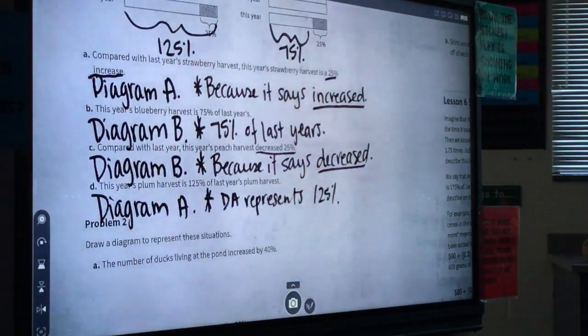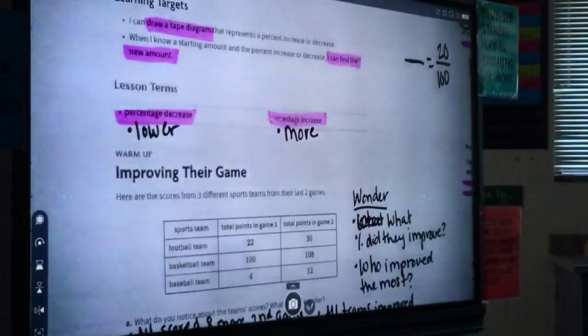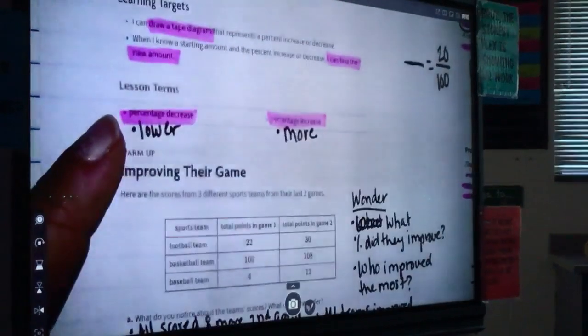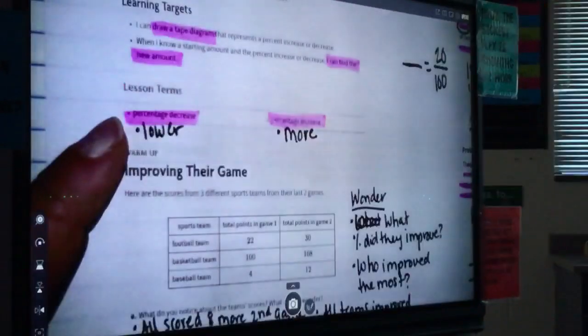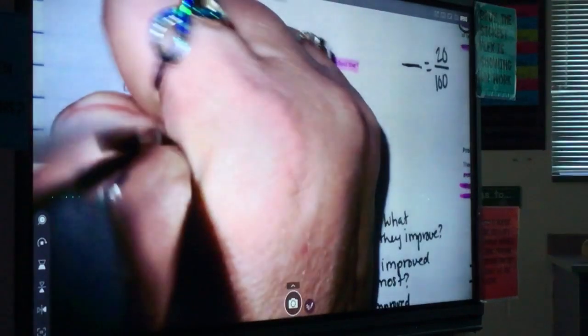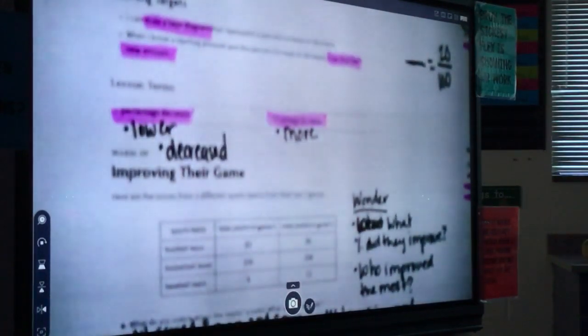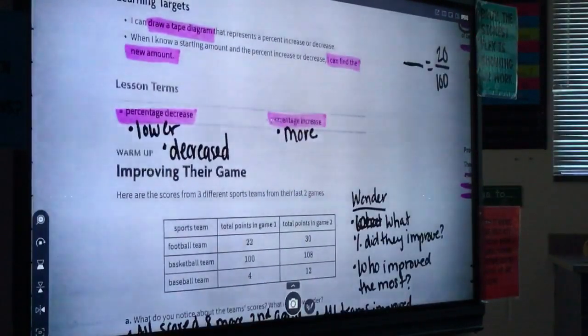Have a seat, flip your paper back over. We're gonna add a few more words to our lesson terms. So when we're percent decreasing, what's a key word that we just learned? When we're percentage decrease. Ian, we learned... no, the word decreased. Less. No. Decrease. Guys, holy Lord have mercy.